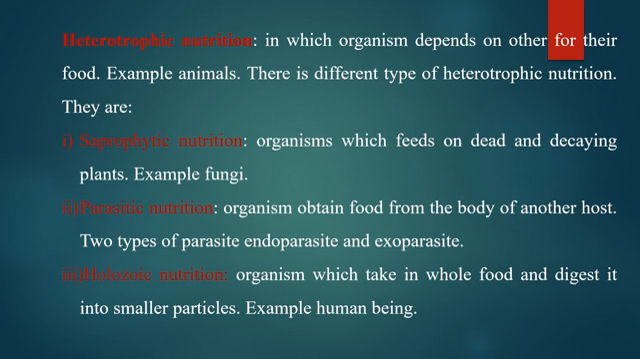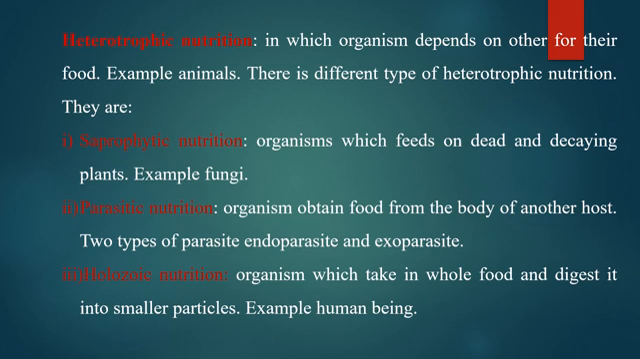Heterotrophic nutrition. In this type of nutrition, the organism depends upon other organisms for its food. For example, animals depend upon plants for their food. There are different types of heterotrophic nutrition. They are saprophytic nutrition. Saprophytic nutrition means the organism depends upon dead and decaying matter for its food. For example, fungi.